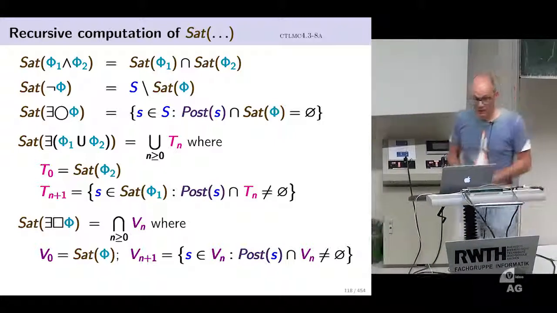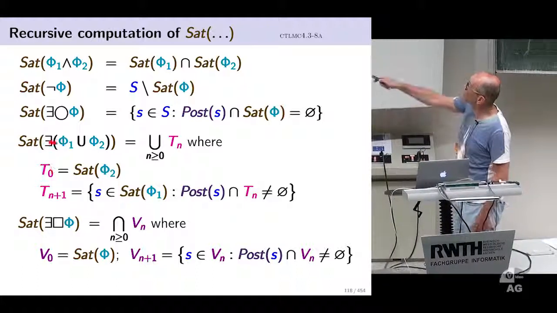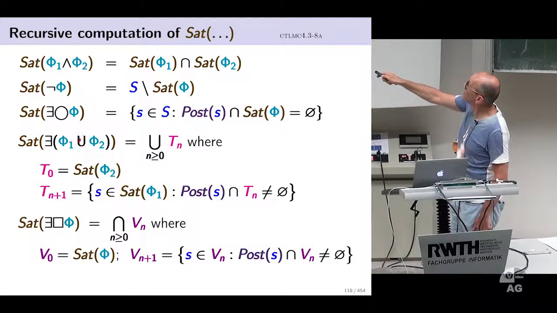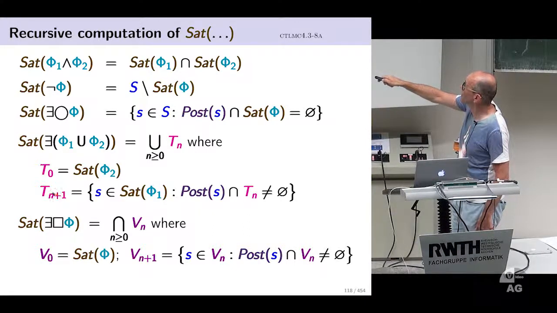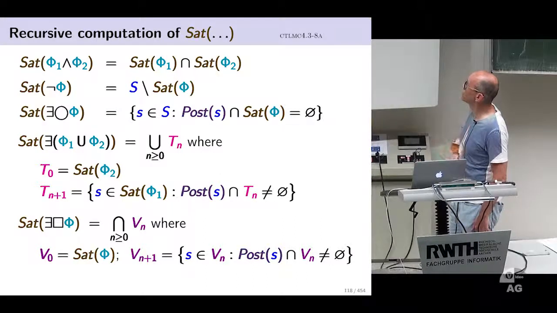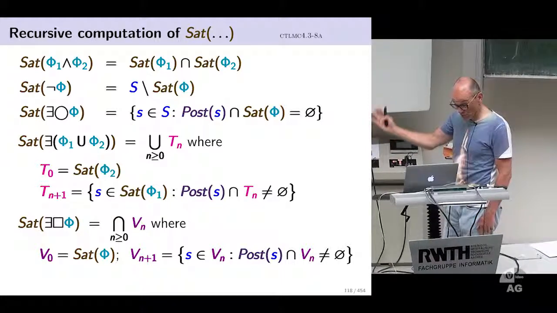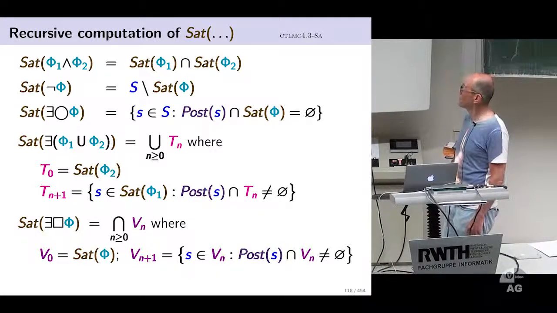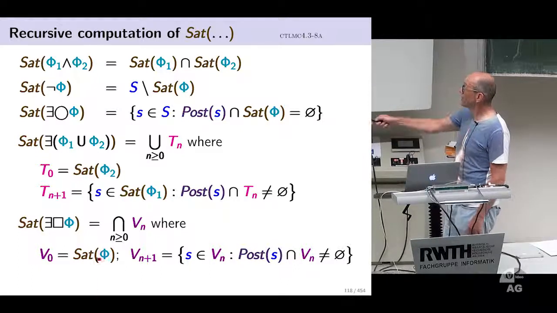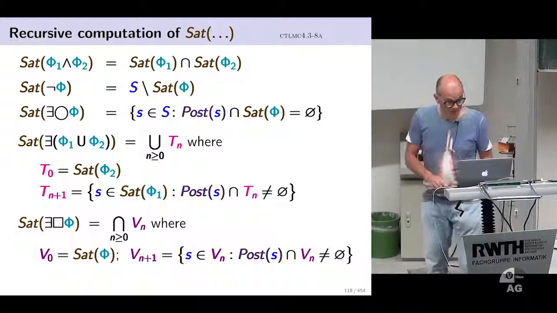Good, and this is in one slide the whole algorithm. I skipped the propositional parts, but existential until is the union of all Tn's. Remember, you start with the phi2 states, and the next iteration, Tn plus 1, is the set of phi1 states that have at least one direct successor moving to Tn. And this is the intersection, because we successively eliminate states of the Vn's, where we start with the phi states and then successively eliminate the states until you finally get a fixed point.